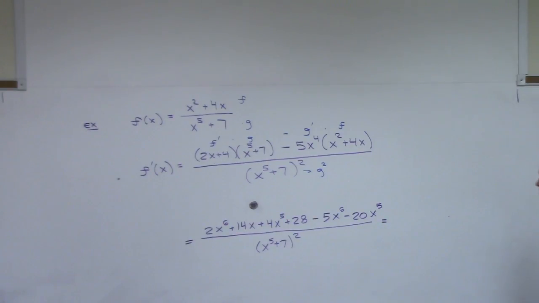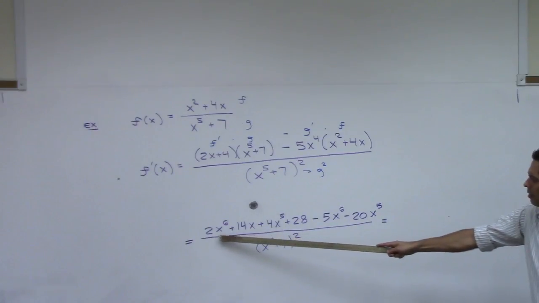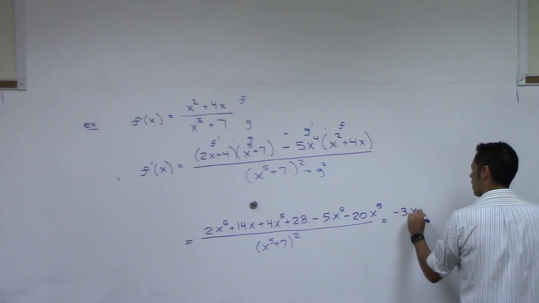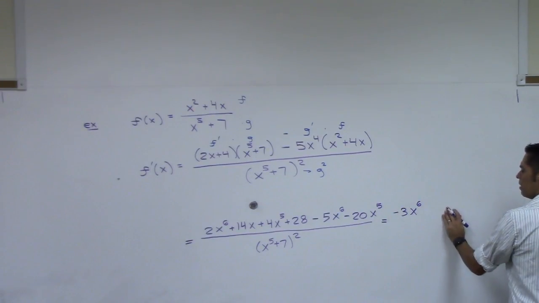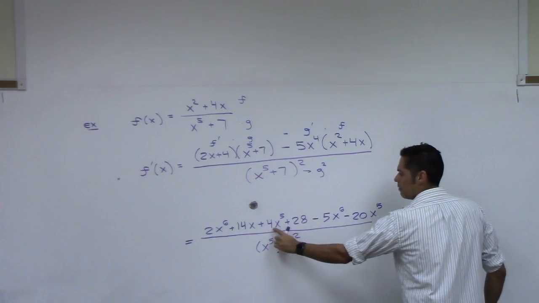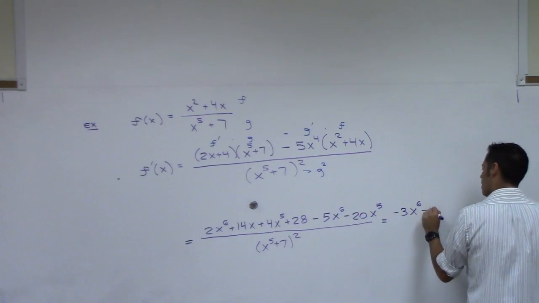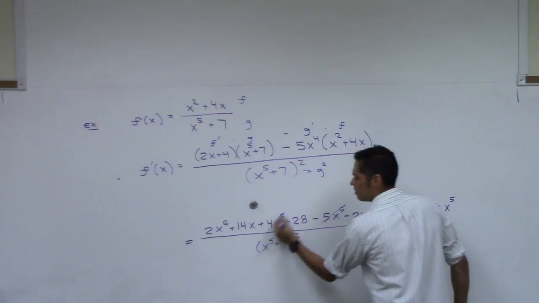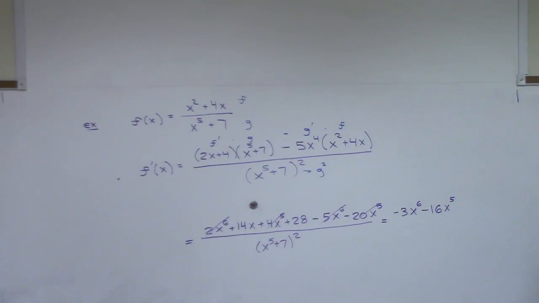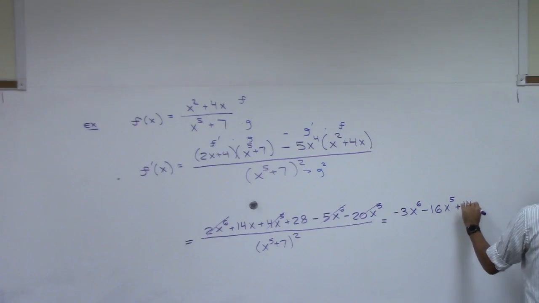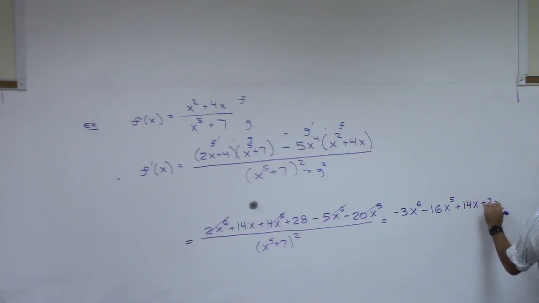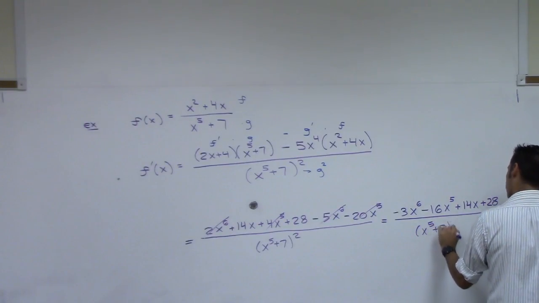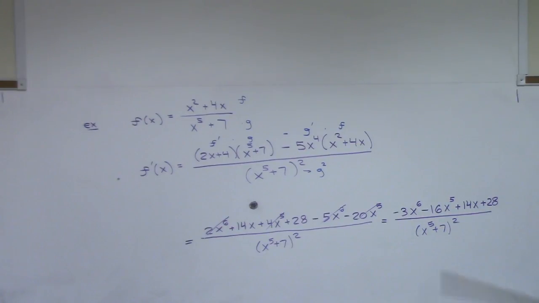So how many x to the sixth do I have? I've got 2 of them here, and then minus 5. So negative 3x to the sixth. Now x to the fifth, got what, 4, and then minus 16. So negative 12x to the fifth. So what have I done? I've combined my x to the sixths and my x to the fifths. I just have an x term here, 14x, and then plus 28, and all of this over x to the fifth plus 7 squared. And that's good right there.